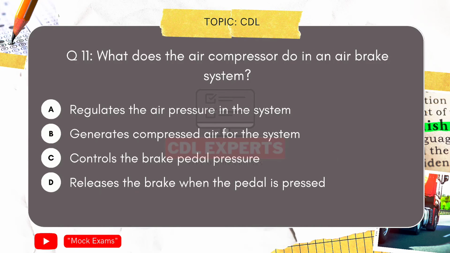What does the air compressor do in an air brake system? Regulates the air pressure in the system, generates compressed air for the system, controls the brake pedal pressure, releases the brake when the pedal is pressed. The correct answer is generates compressed air for the system.